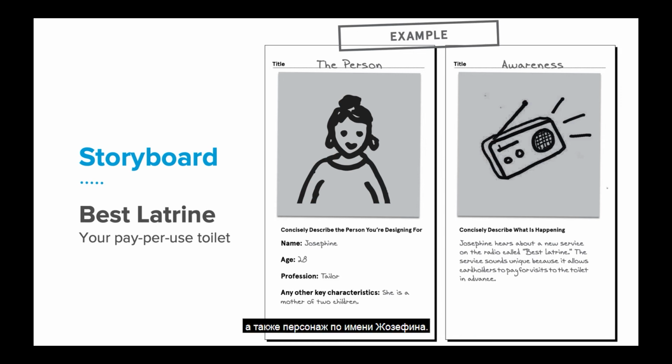And in this example, the person that we are trying to picture is Josephine. She's 28 years old. She's a tailor, and she's also a mother of two children. And the storyboard starts with the phase of awareness. So Josephine hears about a new service on the radio called Best Latrine. The service sounds unique because it allows cardholders to pay for visits to the toilet in advance. Sounds interesting. Let's learn more.